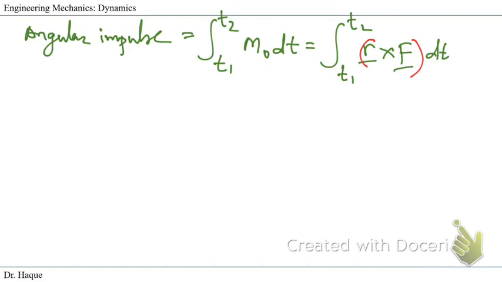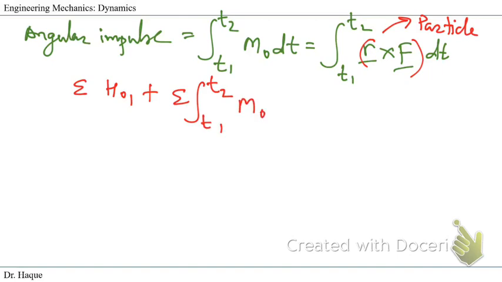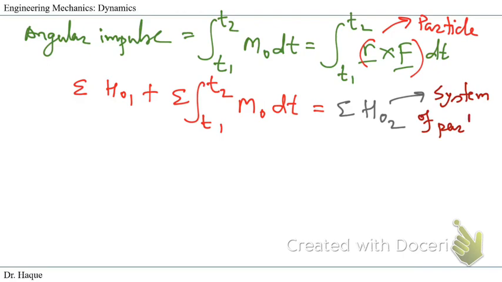If we apply the same formula for a system of particles, because this is for only one particle, and go through all the steps of cancelling the internal forces, we can write the same principle of angular impulse and momentum for a system of particles as the summation of HO1 plus the summation of the integral from t1 to t2 of the moments with respect to point O, equals the summation of HO2, the angular momentum with respect to O after time t2. This is for a system of particles.